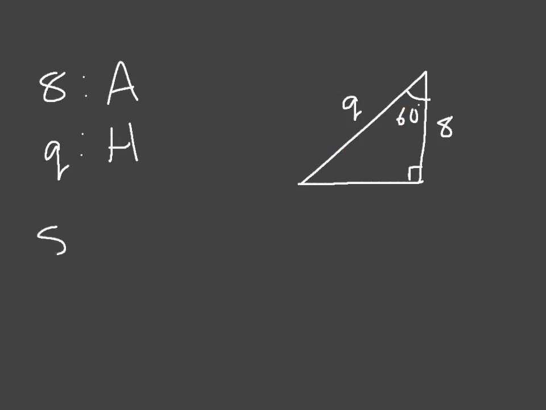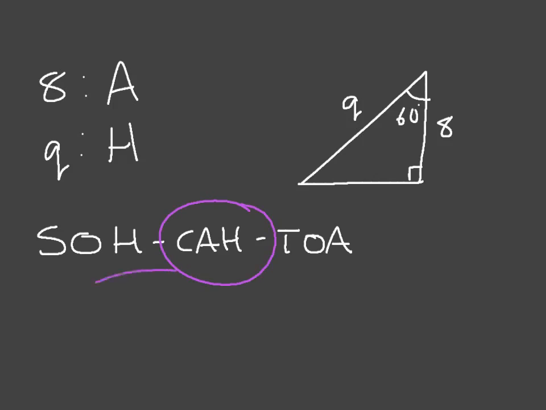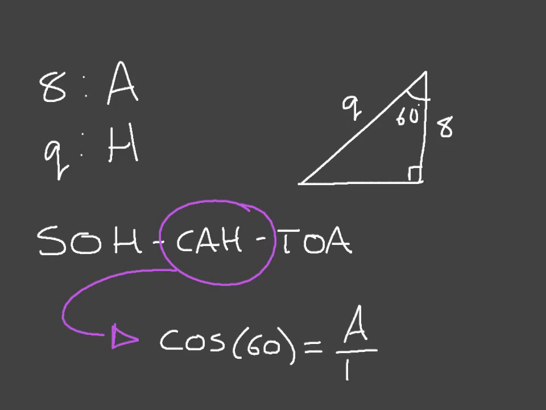And now once again, I go through the process of writing SOH-CAH-TOA, and looking at this, I'm looking for the only one of these 3 which has an A and an H inside it. And we can see quite quickly that the only one is CAH. What this tells us is that we have to use cosine. And it tells us that cosine of the angle that we have, so in this case 60, cosine of 60 is equal to the adjacent divided by the hypotenuse.